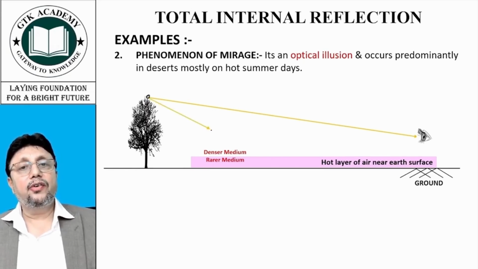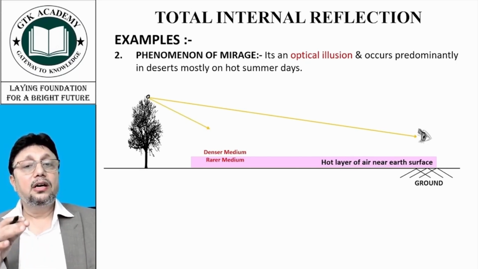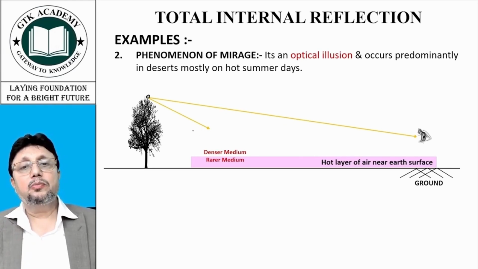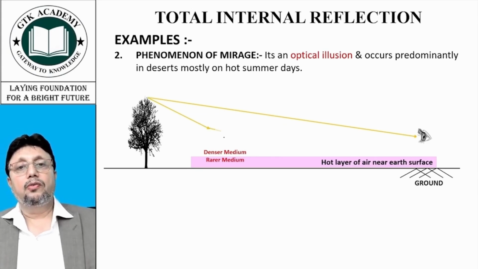Now this light ray, when it reaches the ground and a lot of layers are there, with decreasing density, the light is moving from denser to rarer. So what will happen? Suppose at this place it encounters the first layer, so it will bend away from the normal, like this, when it is going from denser to rarer medium. So it will bend away. Again, in another layer, it will again bend away like that.